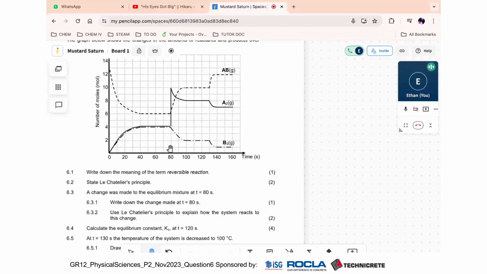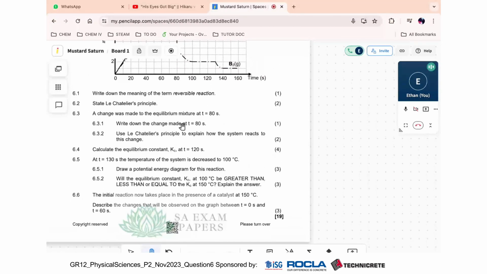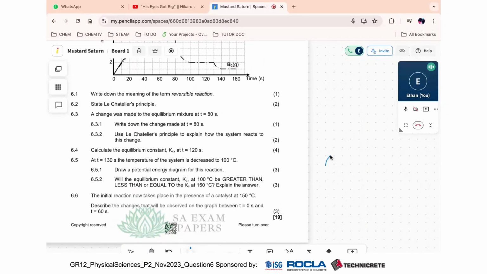Okay, so at 80, we can see here that at 80 seconds, there's a big jump in the amount of A. So definitely the change that they're asking for in question 6.3.1 is just that A was added to the reaction. So more of A was added. So A2 gas was added, more was added, and that's the change.